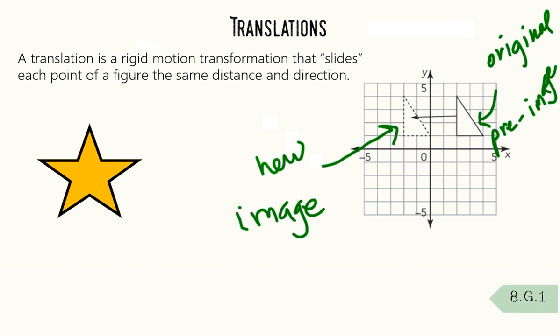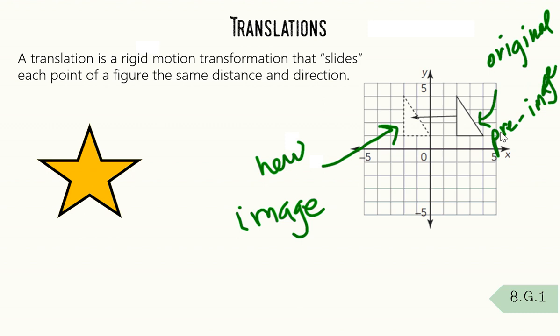This is really confusing for me. I have to slow myself down. I have to label them. Here's my original shape, here's my new shape. And when I take the time to do that, then I don't make that error. I know the original is what happened before. I know that that should be the pre-image.